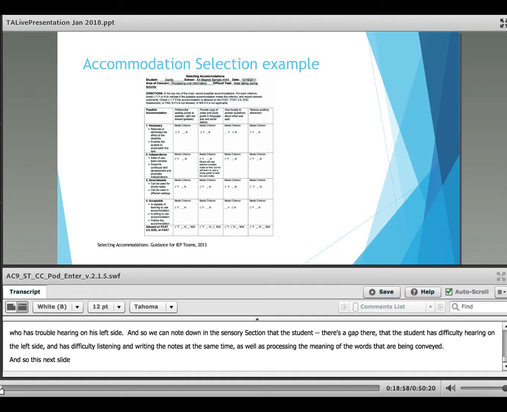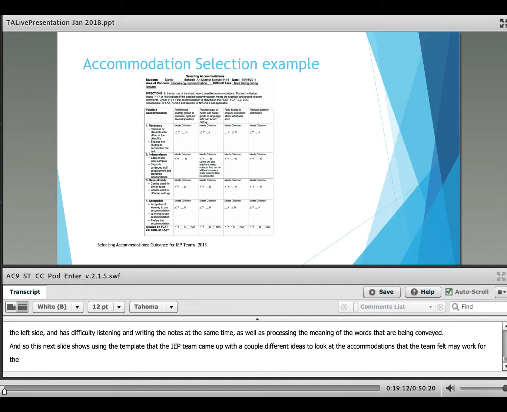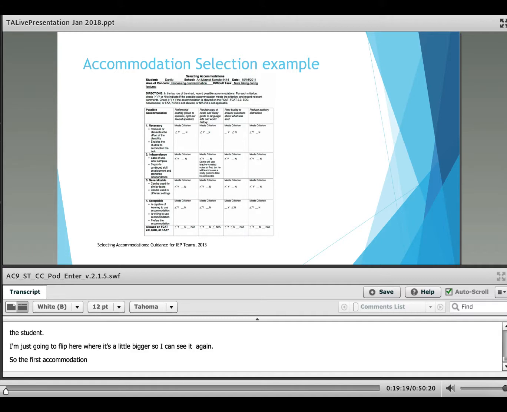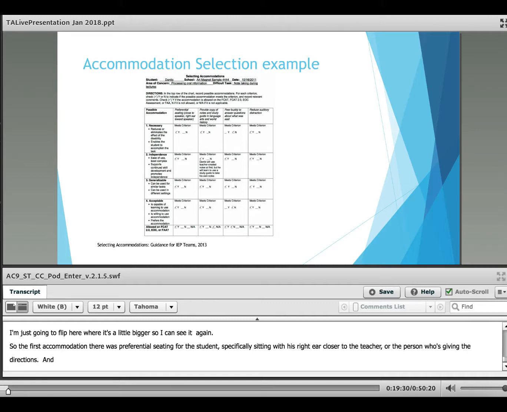And so this next slide shows, using the template that the IEP team came up with, a couple of different ideas to look at the accommodations that the team felt may work for the student. I'm just going to flip here where it's a little bigger so I can see it again. So the first accommodation was preferential seating for the student, specifically sitting with his right ear closer to the teacher or the person who's giving the directions.